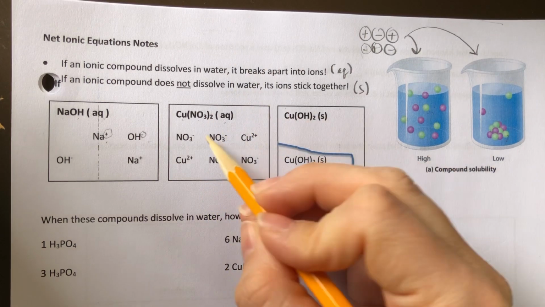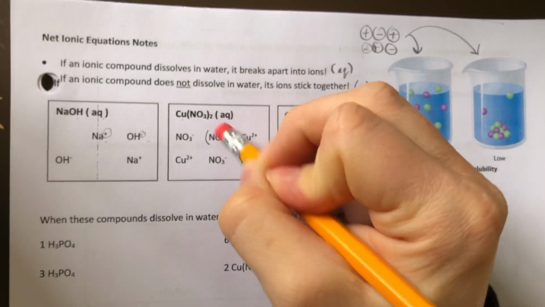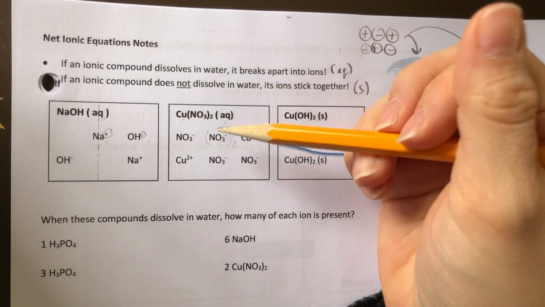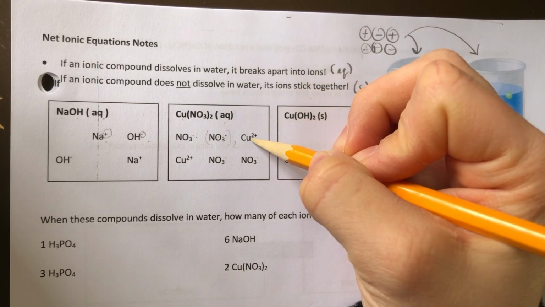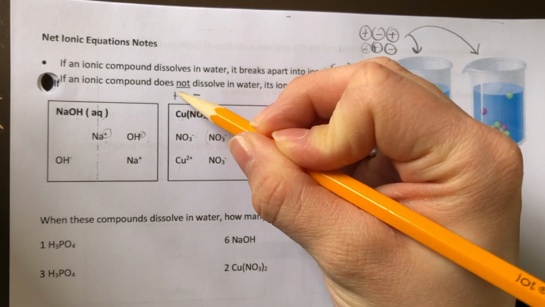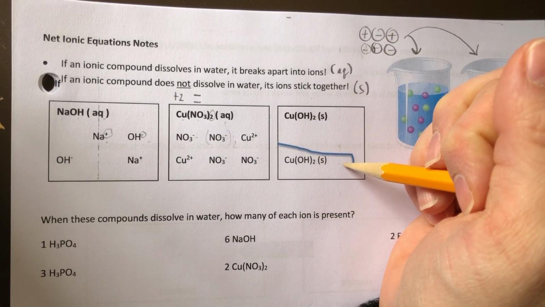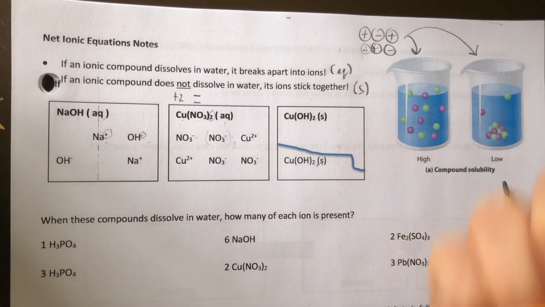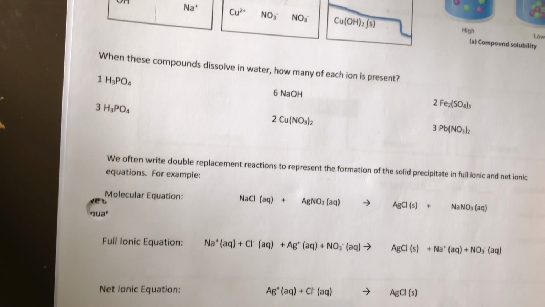Now notice that I do not have this in parentheses as you see in the formula, because when two nitrates split apart from each other in the water, it's a nitrate and then a separate nitrate. They're not combined. Now, how did I know the charge on copper was +2? Well, the charge on nitrate is -1, and if you have two of them, then the charge of copper has to be +2. Now, copper hydroxide, on the other hand, does not dissolve in water. So you will not see me break it into its ions, because that's why it's a solid. It sticks together.